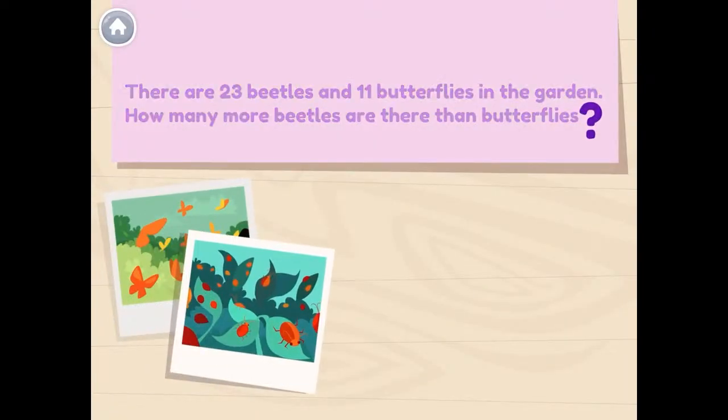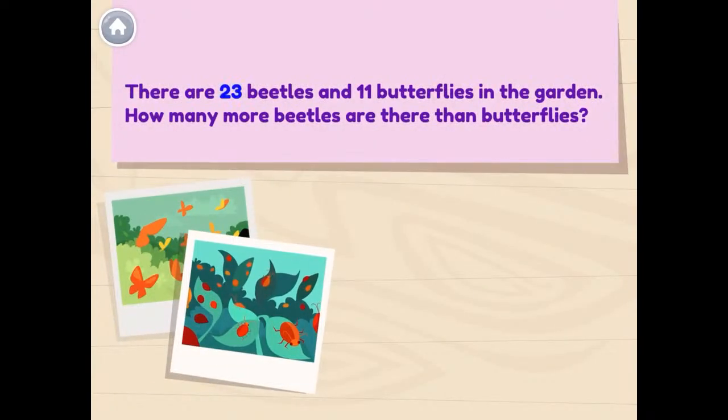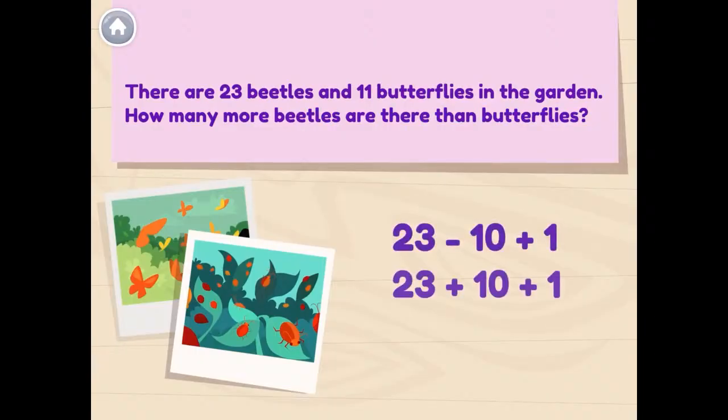Let's solve for the question mark. There are 23 beetles and 11 butterflies in the garden. How many more beetles are there than butterflies? I tried 3 different equations, but only one is right. Let's figure out which one to use to solve the problem.